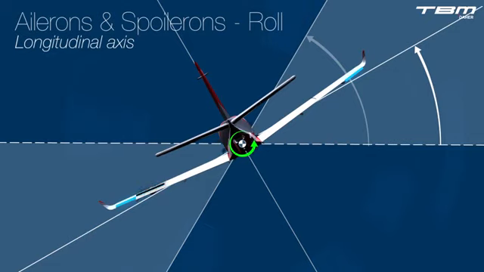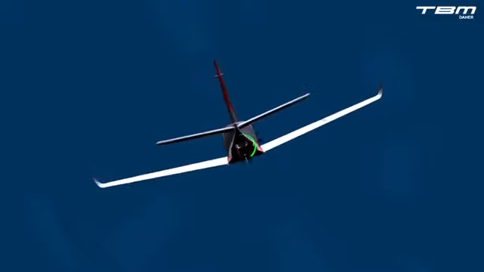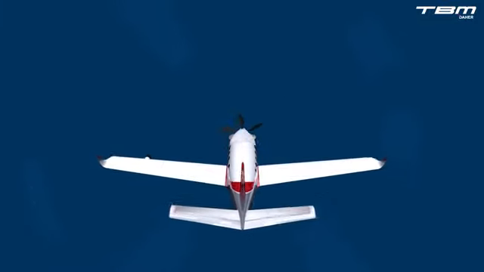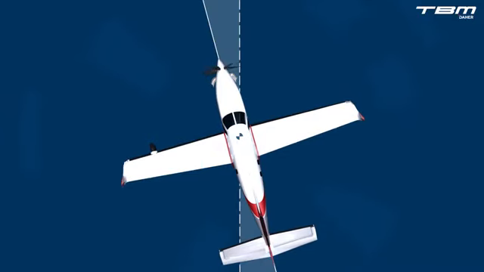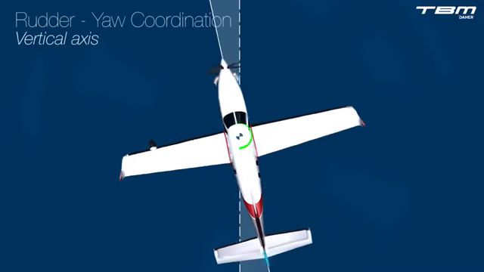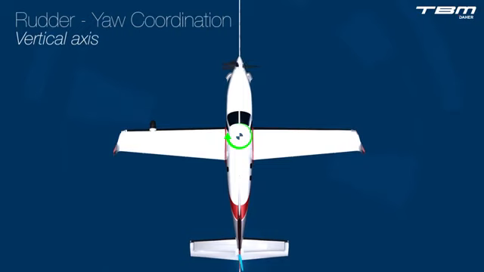Meanwhile, integrated spoilerons augment roll control by spoiling lift on the descending wing and at the same time counteracting adverse yaw created by the lifting aileron. Yaw coordination about the vertical axes is maintained with the rudder.